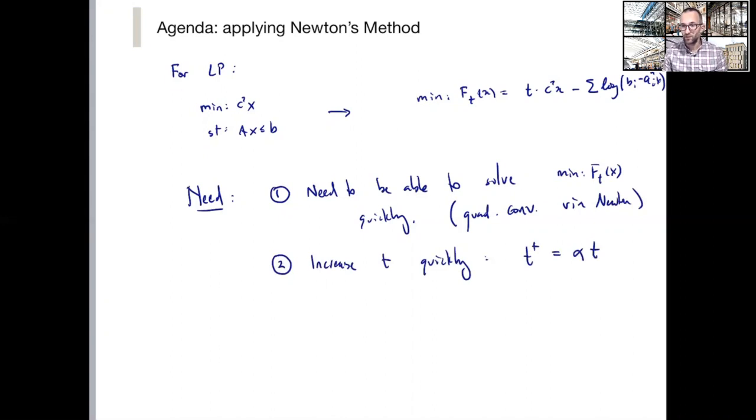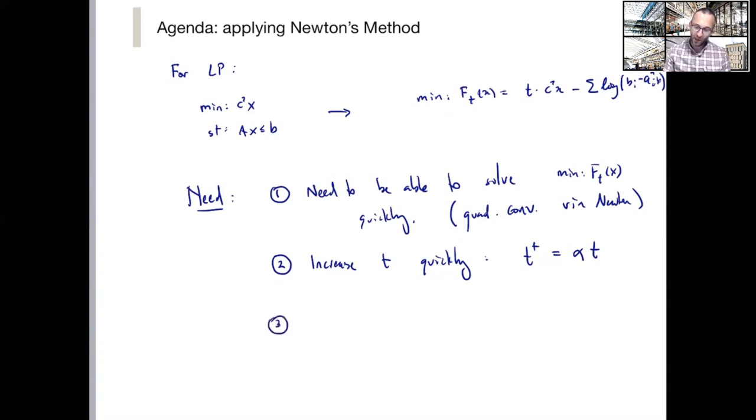What's the potential pitfall here? The potential pitfall is that if I increase t too quickly, then the optimal solution of f_t+ could be very far from where I was before, the optimal solution of f_t. And why is that a problem? It's a problem because then I might not be in the regime of quadratic convergence. Remember how we started, we're in the regime of quadratic convergence if we're already close enough to the optimal solution.